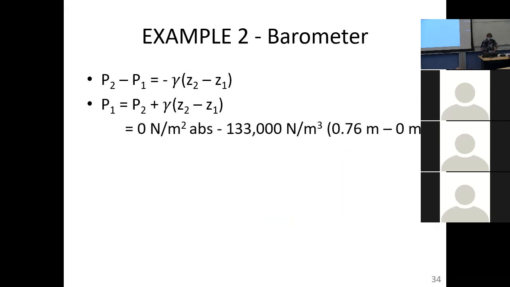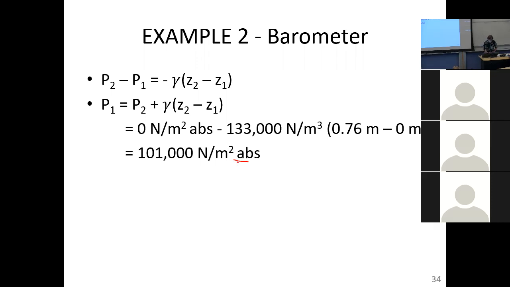So now we can insert everything we know, because the only unknown we had was P1. P2 is the pure vacuum inside the barometer. Gamma is the specific weight of mercury, which we calculated before. And then you can see the elevations, Z2 and Z1. Z2 is at the top of the barometer. It's a positive 0.76 meters because the elevation datum, where Z is equal to 0, was down below at the free surface of the mercury. And so that gives us an absolute atmospheric pressure of 101,000 newton per meter squared.